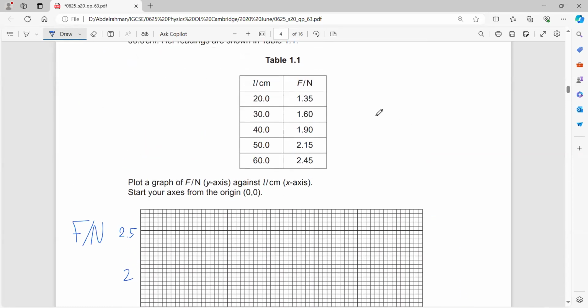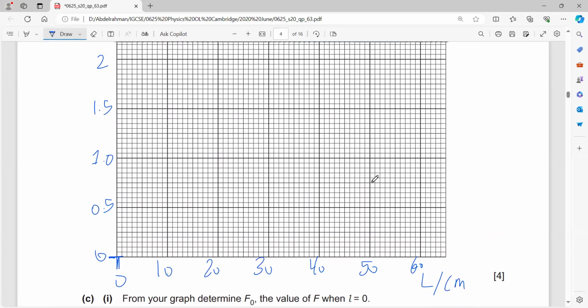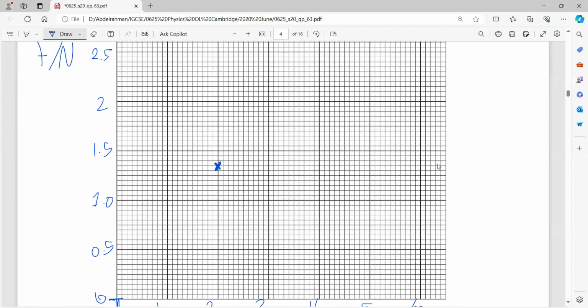They seem to be quite easy. 20, 1.35. I'll zoom in. The 1.35 would be below the 1.5. 1.5 would be 3 squares, so 3 squares below the 1.5. 30 and 1.6, that's 2 squares above the 1.5.